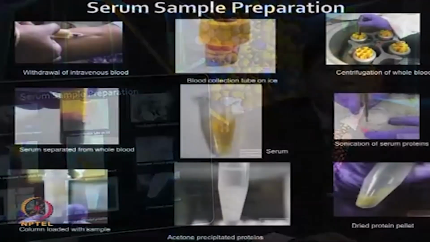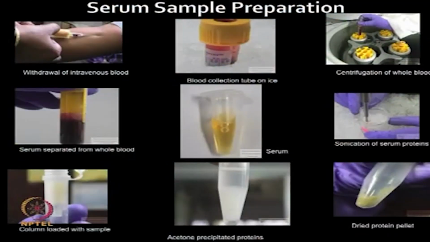So, now I am giving you an overview here of the serum sample preparation. The various steps are shown in images, such as withdrawal of intravenous blood, blood collection in the tube, centrifugation of whole blood, and how to remove the serum from the whole blood. Serum can be transferred into fresh tubes.